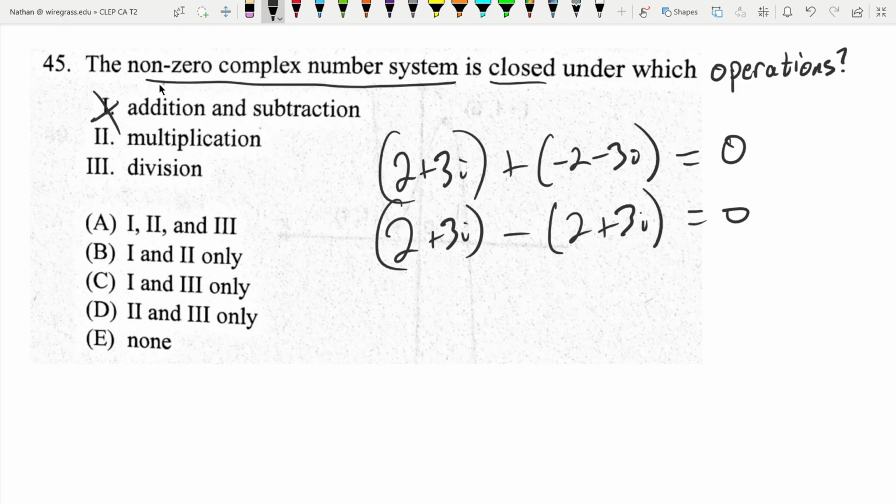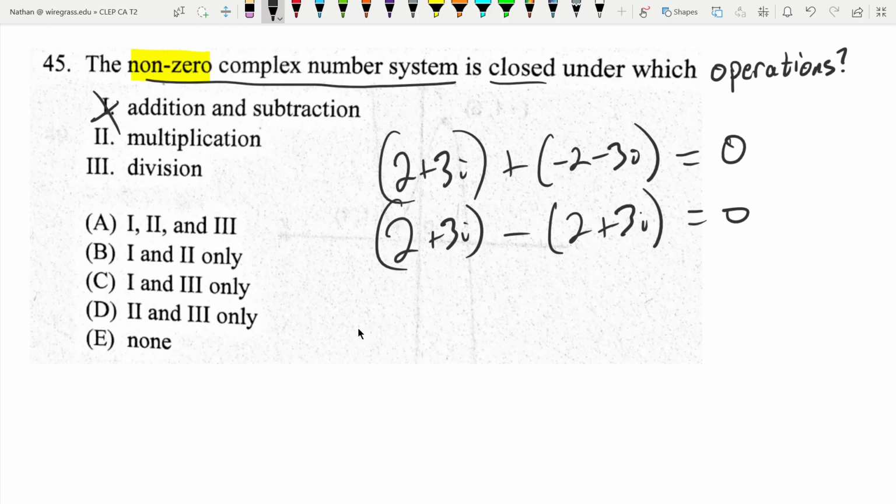However, the solution to this problem says addition and subtraction is closed. If it was just a regular complex number system, then addition and subtraction would be closed. But because the non-zero portion is stated here, that's what makes addition and subtraction not work. Now, multiplication, on the other hand, is a separate thing.